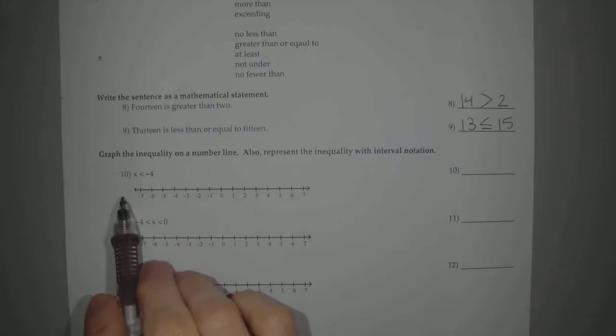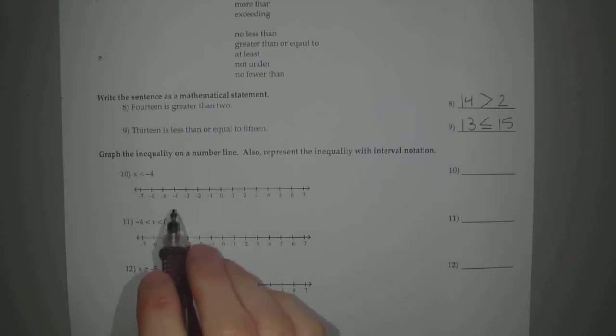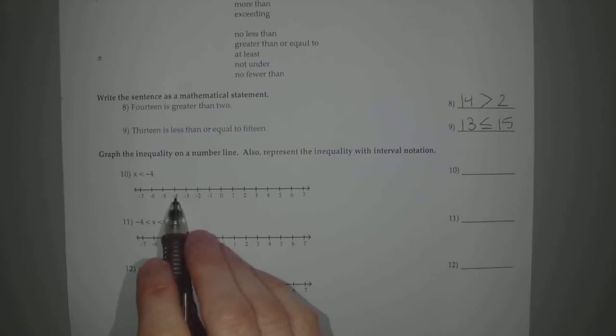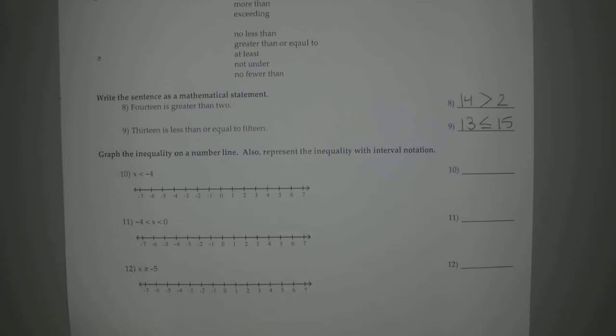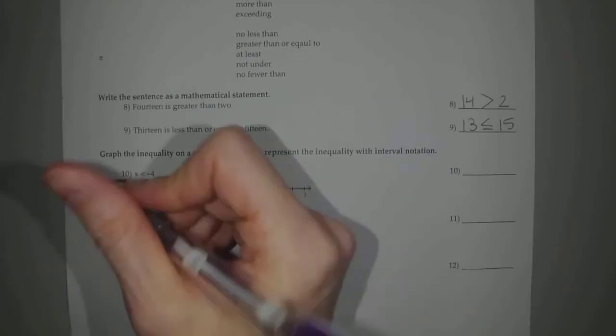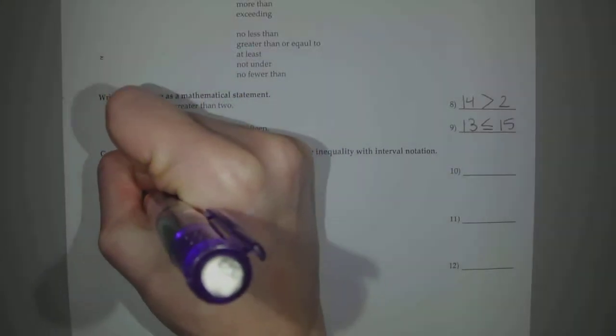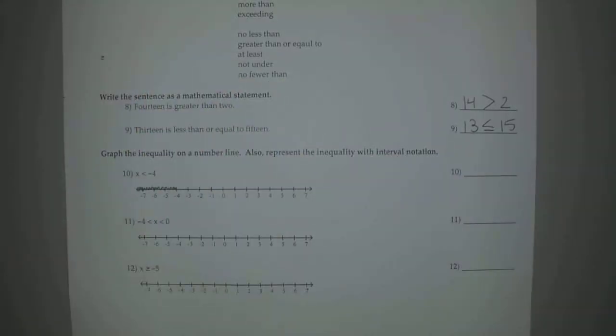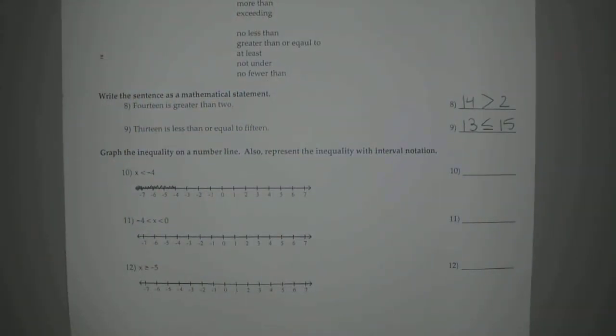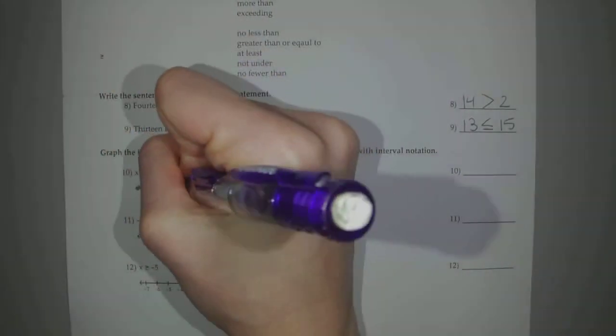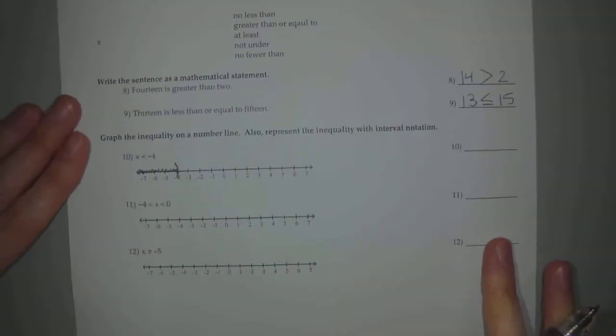So we have x is less than -4. So we go to -4, and we want to say, okay, well, what values are less than -4? To the left or to the right? To the left. So I'm going to shade all the values that are leading up to -4. Do I want to include -4, though? No. So I'm going to have a parenthesis. So we'll make note of that.